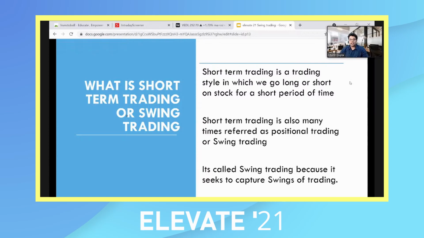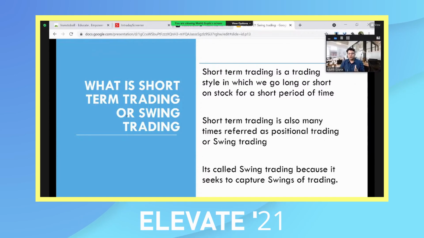Now, depending on the duration that we hold, usually this is classified further into positional trading and swing trading, but in general, everything is the same. Basically, you hold your positions anywhere from 1 or 2 days up to 3 to 4 months also. So this is something about short-term trading, and it is also referred to as swing trading a lot of times.